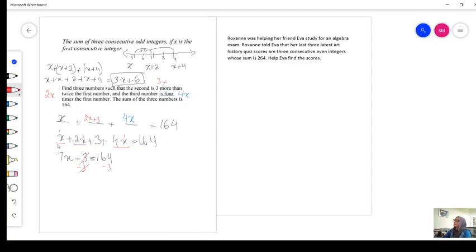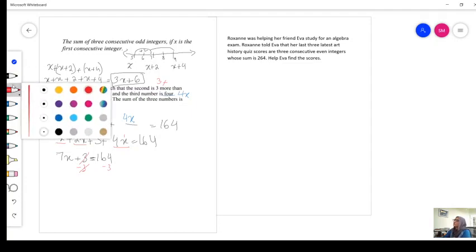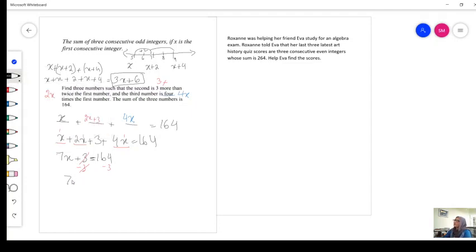You cancel. And I'm going to get 7x equal 164 subtract 3, which is going to be 161. Then you divide 7 both sides because I have to make my x by itself. Cancel, cancel. And since 7 and x are multiplying, I use opposite operation, which is division. It's going to give me x equal 23.